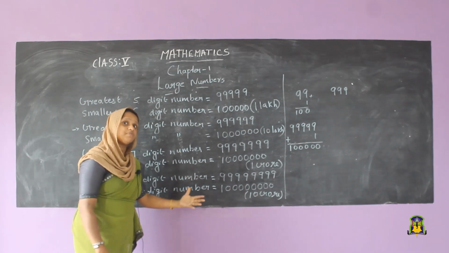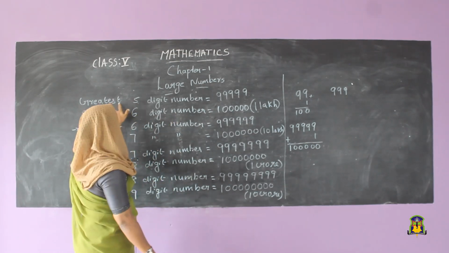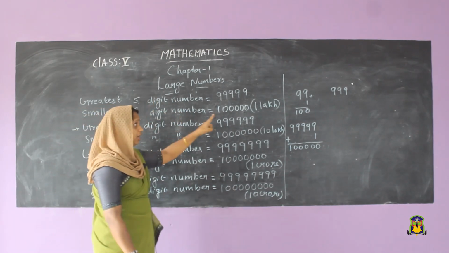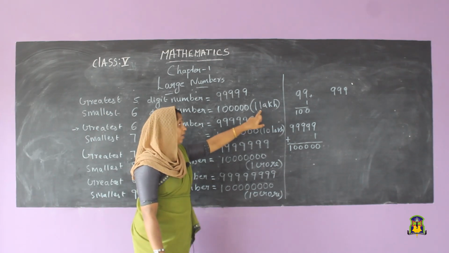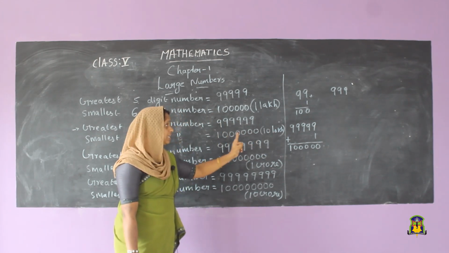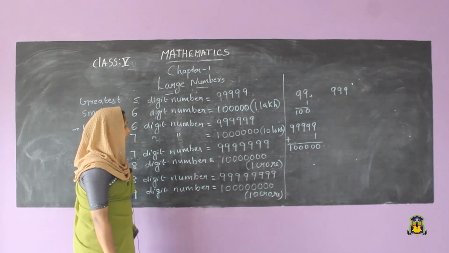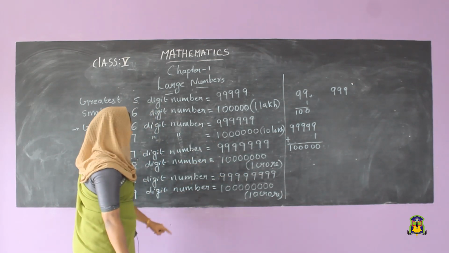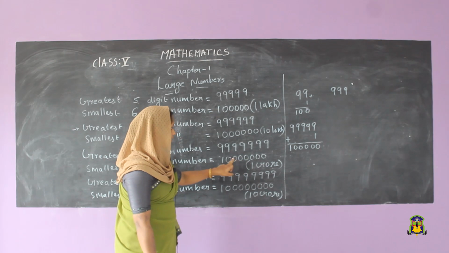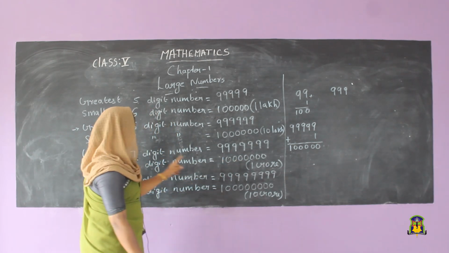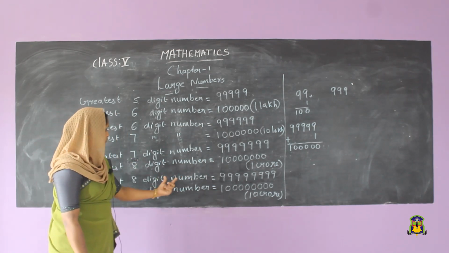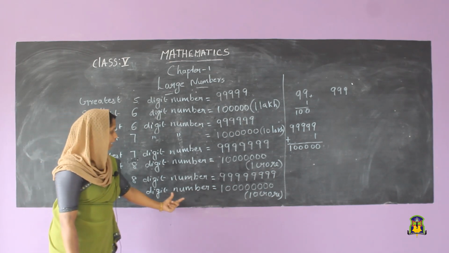Okay, so these are the large numbers. You see here, if you add 1 to the greatest 5-digit number, we get the smallest 6-digit number, and this is 1 lakh. 1 lakh has 5 zeros. 10 lakh has 6 zeros. And 1 crore has 7 zeros plus 1, that means 8 digits in total. Next, the greatest 8-digit number. If you add 1, what will we get? The smallest 9-digit number.